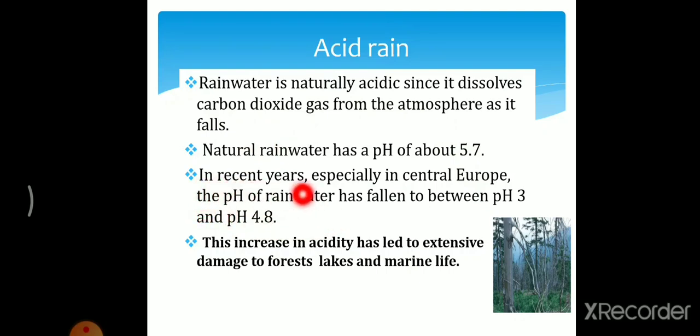Now, in recent years, especially in European countries, the pH of rainwater has fallen to between 3 and 4.8. Because of the industrial revolution and a lot of pollution in the atmosphere, the pH has dropped. So that is causing acid rain.